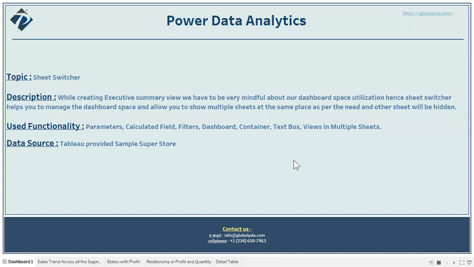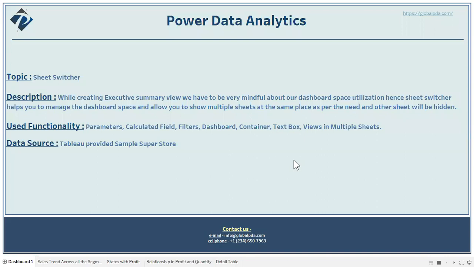Let's quickly see what is the description of this. While creating an executive summary view, we have to be very mindful about our dashboard space utilization. Hence, Sheet Switcher helps you to manage the dashboard space and allows you to show multiple sheets at the same place as per the need, and other sheets will be hidden. It means whatever sheet name you select, you will be able to see that particular visual and the other sheets will be hidden.